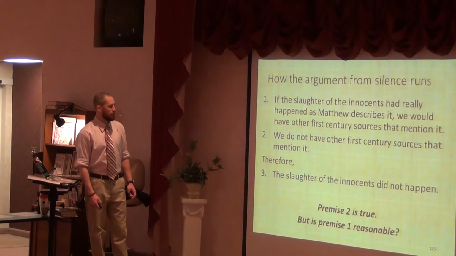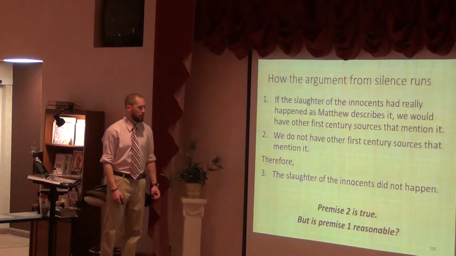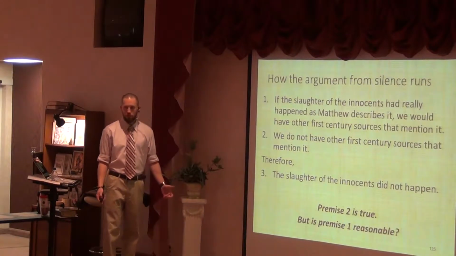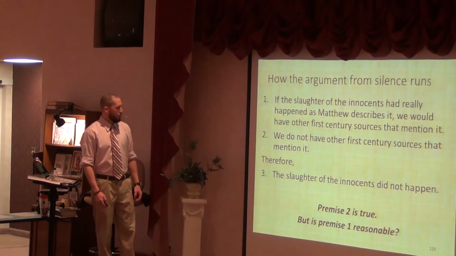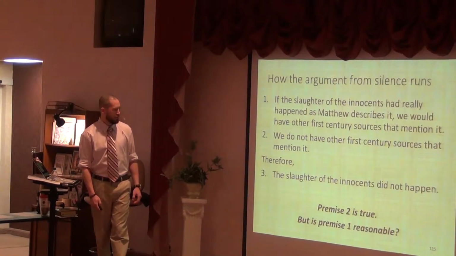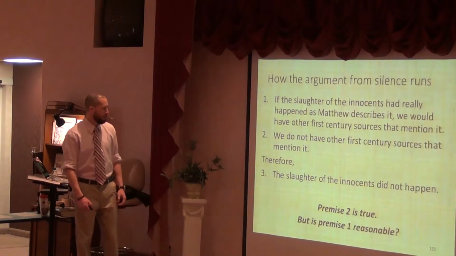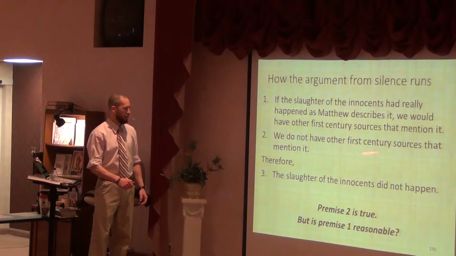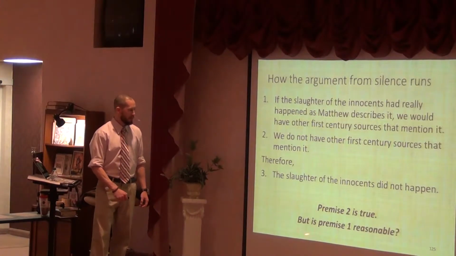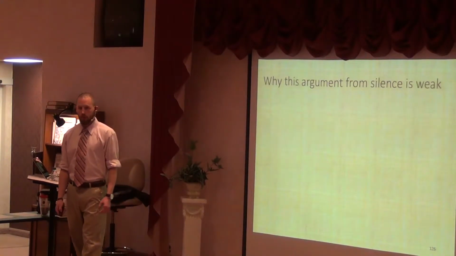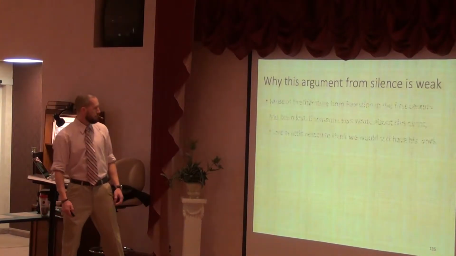So here's the argument. If the slaughter of the innocents had really happened as Matthew describes it, we would have first century sources that mention it. We don't have those first century sources, therefore the slaughter of the innocents didn't happen. Well, premise 2 is true. We don't have other first century sources. But is premise 1 reasonable? I don't think so.